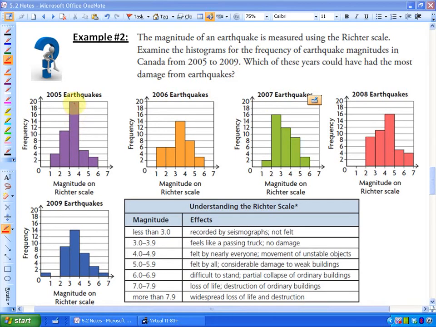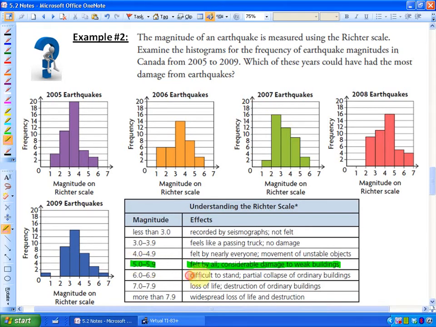So, we're not looking for the highest bars, because the magnitudes here are from 0 to 7, and Richter scales have different definitions. So if you look here, damage doesn't tend to occur until a 5 to 5.9 Richter scale. On that one we have felt by all and considerable damage to weak buildings.